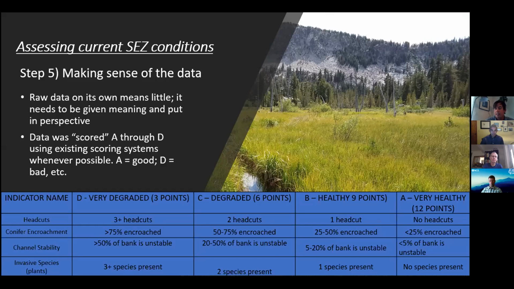So if that was the case, we're just going to take that scoring system and use it for ourselves instead of having to reinvent the wheel. So you can see an example here. These are just a few of the indicators, and you can see how it works.